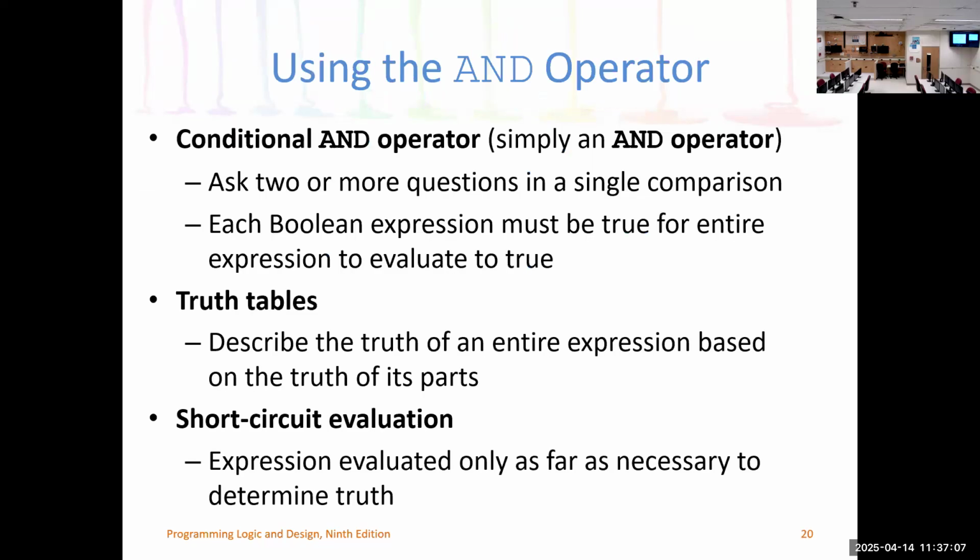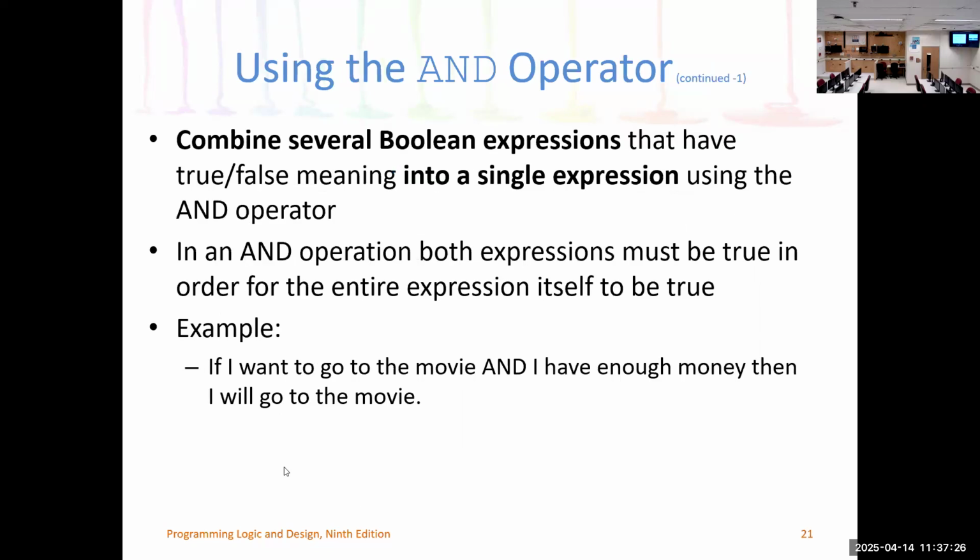So I mentioned the case of the conditional AND operator, right? You have two or more questions in a single comparison here, and each Boolean expression must be true for the entire expression to be evaluated as true. You know about the truth table already for AND, right? Now think about when you combine several Boolean expressions that are true or false into a single expression using the AND operator. In the AND operator, both expressions must be true in order for the entire expression to be true, right?